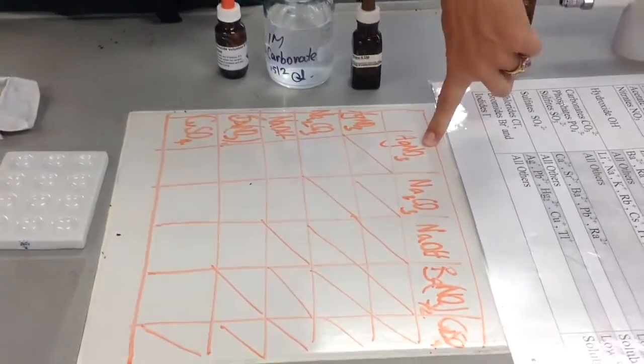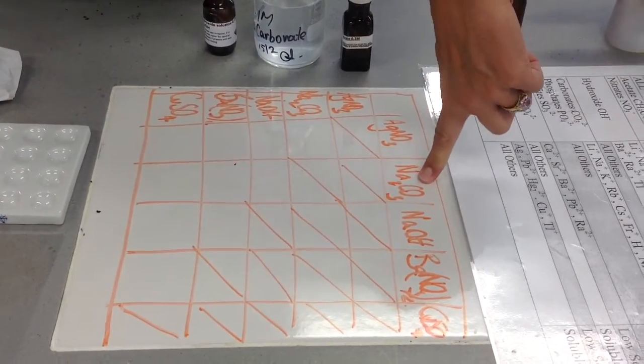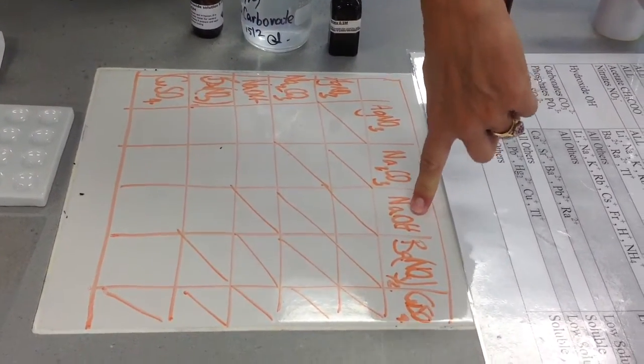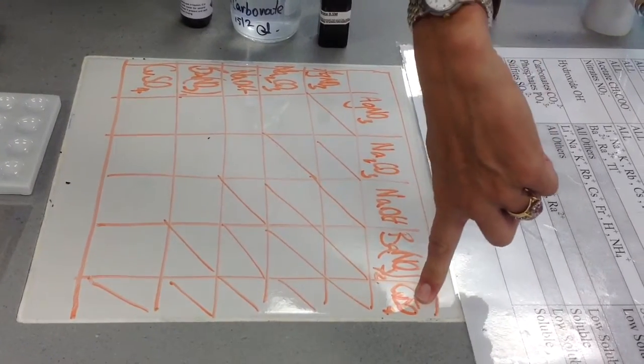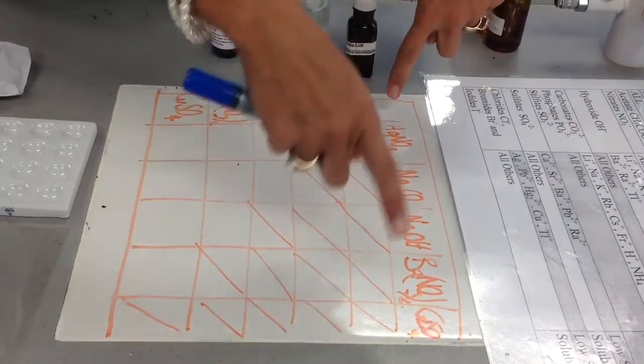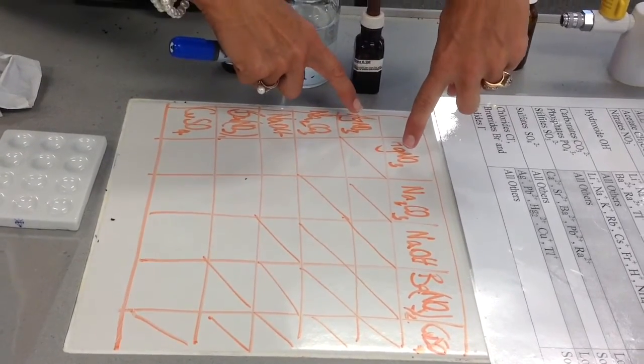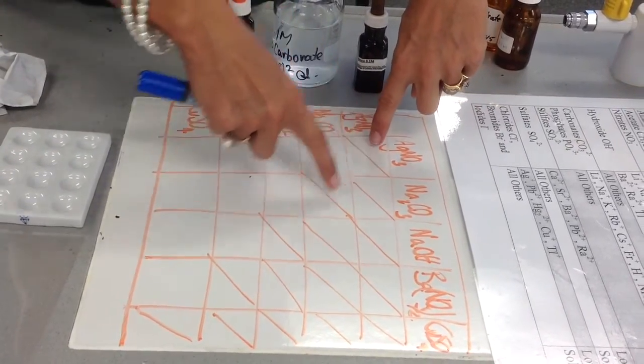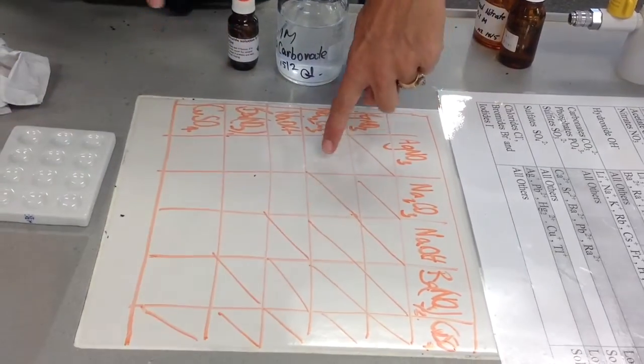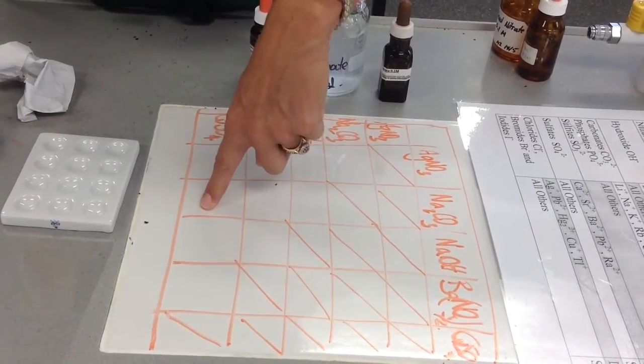So you can see that I'm going to add silver nitrate, sodium carbonate, sodium hydroxide, barium nitrate and copper sulfate, and I'm going to add them to each other. Now you can obviously see that if I add the same thing twice, I'm not going to get a result. So I've blocked out half the grid, and we will record our results in here.